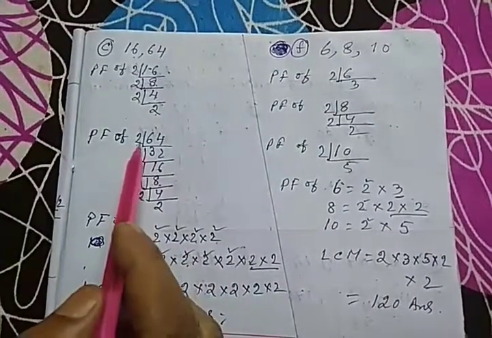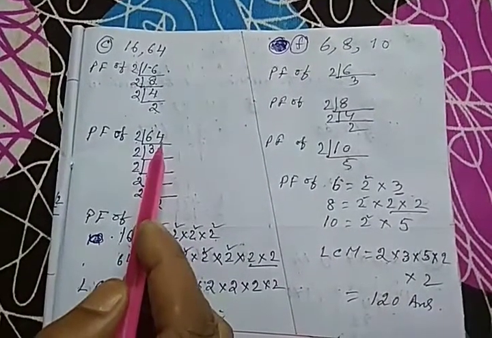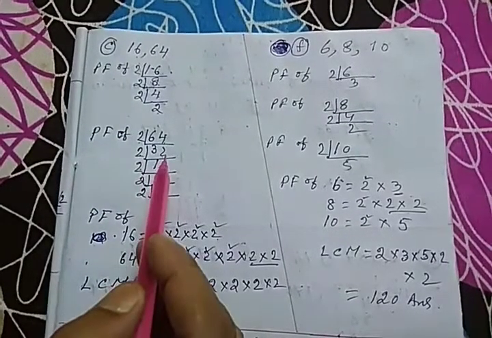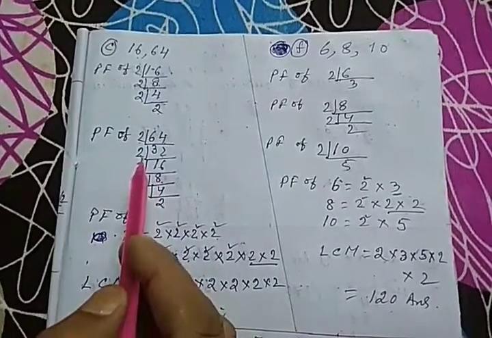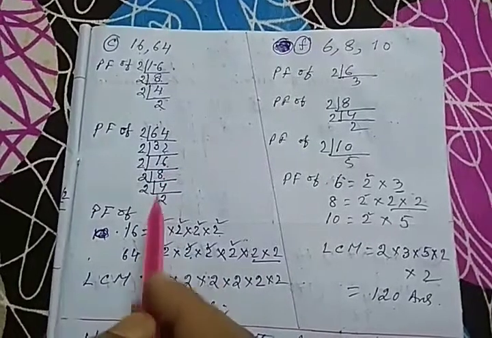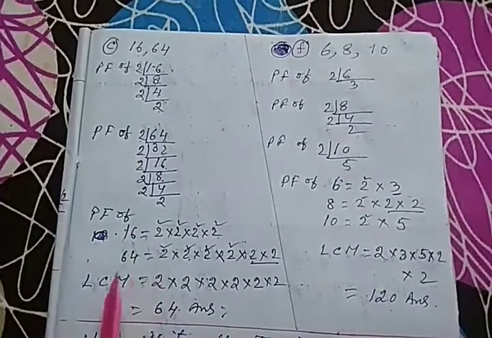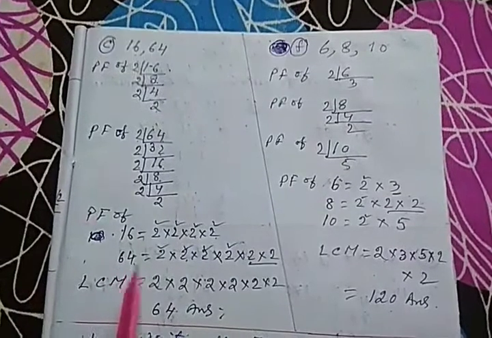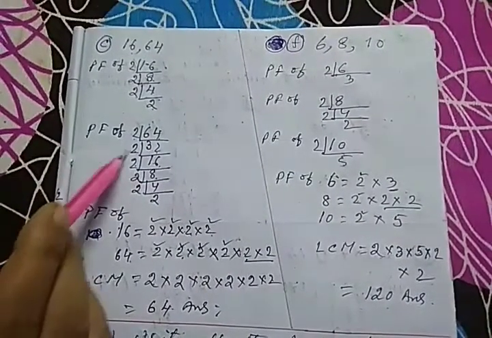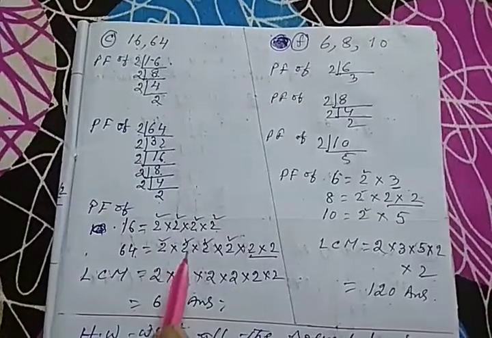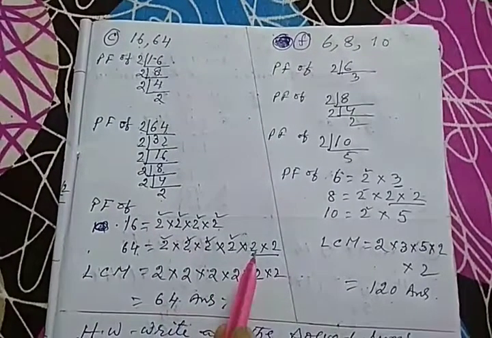For 64, it is divided by the prime factor 2, and the quotient is 32. Again, 32 is divided by 2, the quotient is 16, and so on. Finally, the prime factorization of 64 is 2 into 2 into 2 into 2 into 2 into 2.